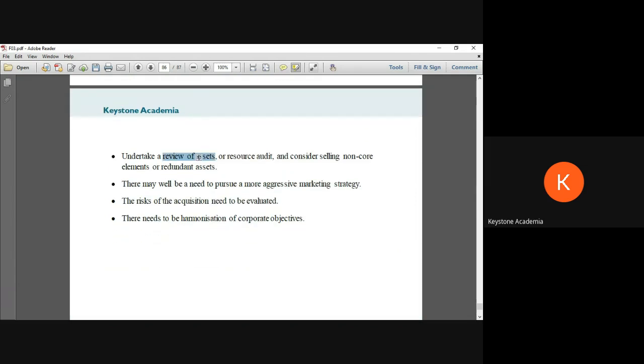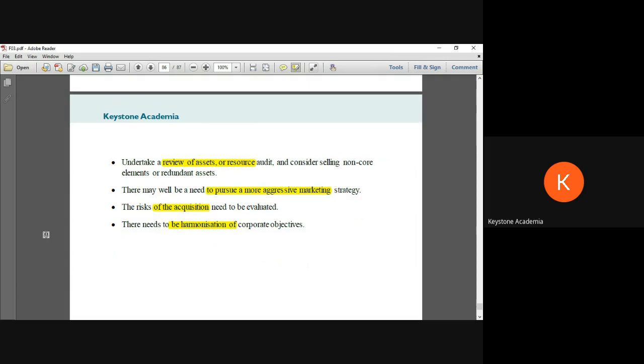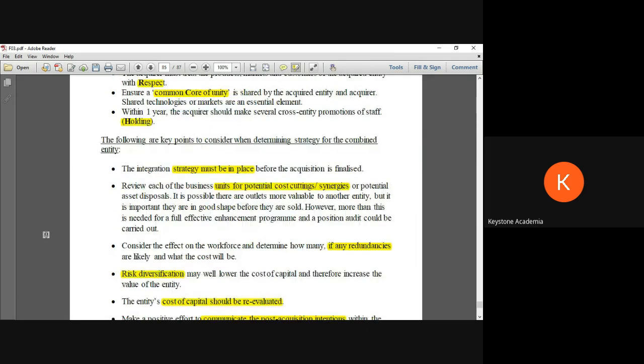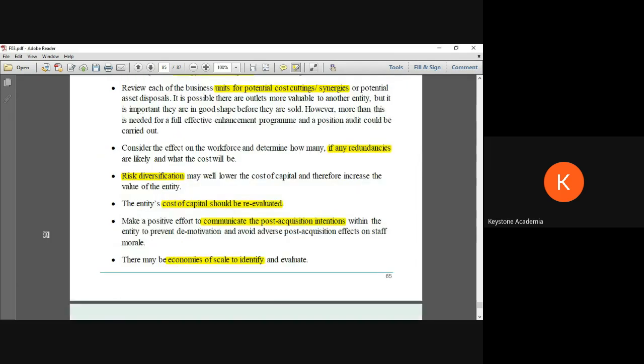Then we can take care of the assets they have. Then sometimes, especially if you are doing a horizontal acquisition, you have to be more aggressive in marketing. Then the risk of the acquisition needs to be evaluated. What risk we are taking, what new risk. And last one is both of them should work in a common core, harmonization. Their objective should be the same. These are some of the points we have to be careful about when we are determining our mergers and acquisition strategy. These are the common points.